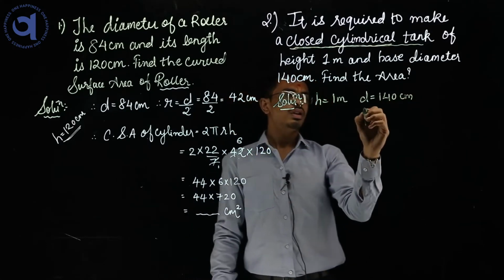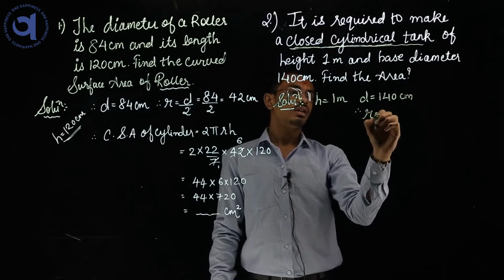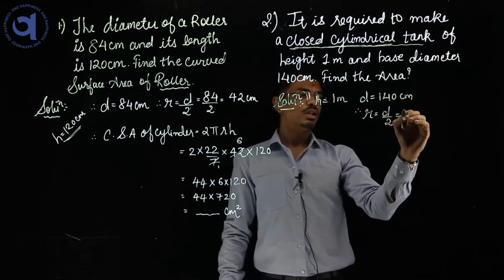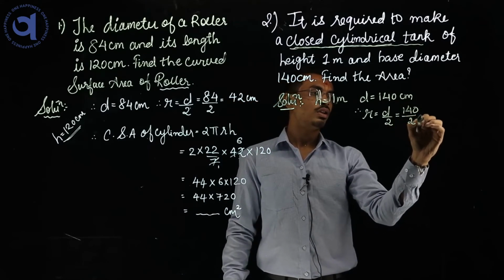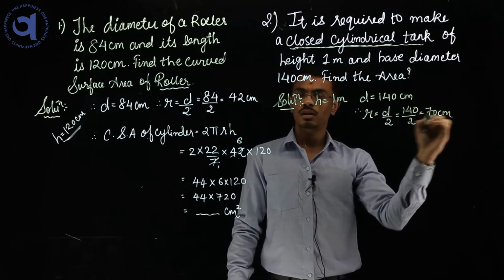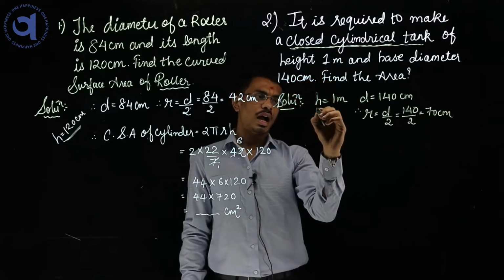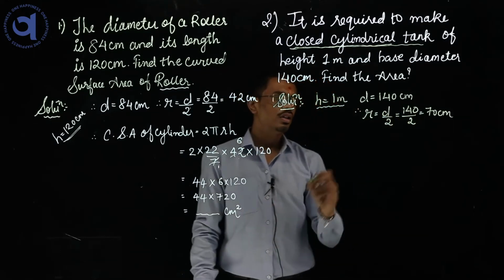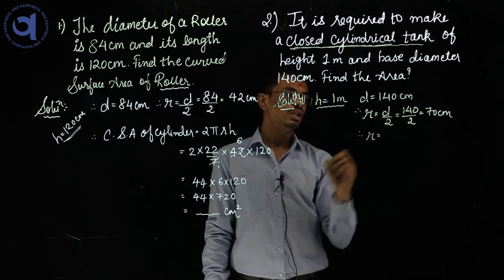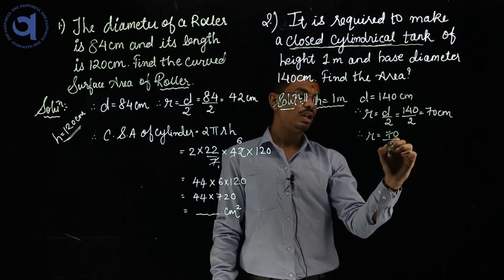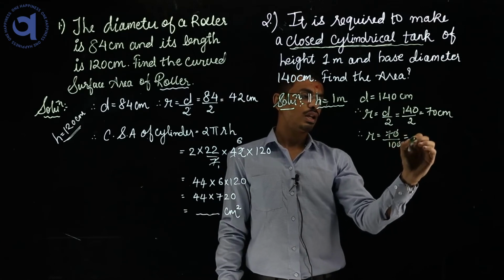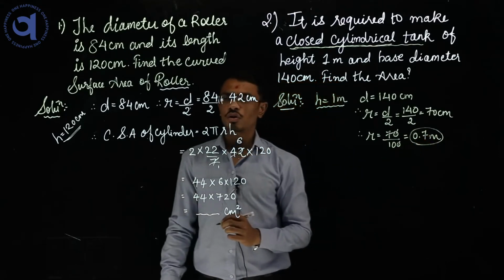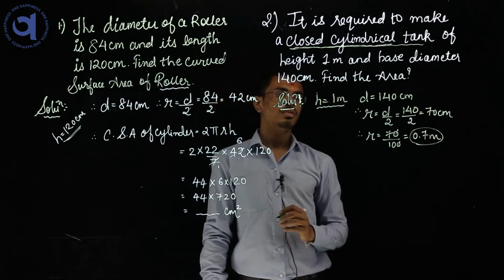Clear? So first of all we have to find the radius from the diameter, that is diameter divided by 2. And diameter is given as 140 divided by 2, so this will be 70 centimeter. But in the question height is given in meter and diameter is given in centimeter. So convert this radius into meter. So 70 divided by 100, 0 cancels out, this will be 0.7 meter. Radius of this question is 0.7 meter and height is 1 meter.